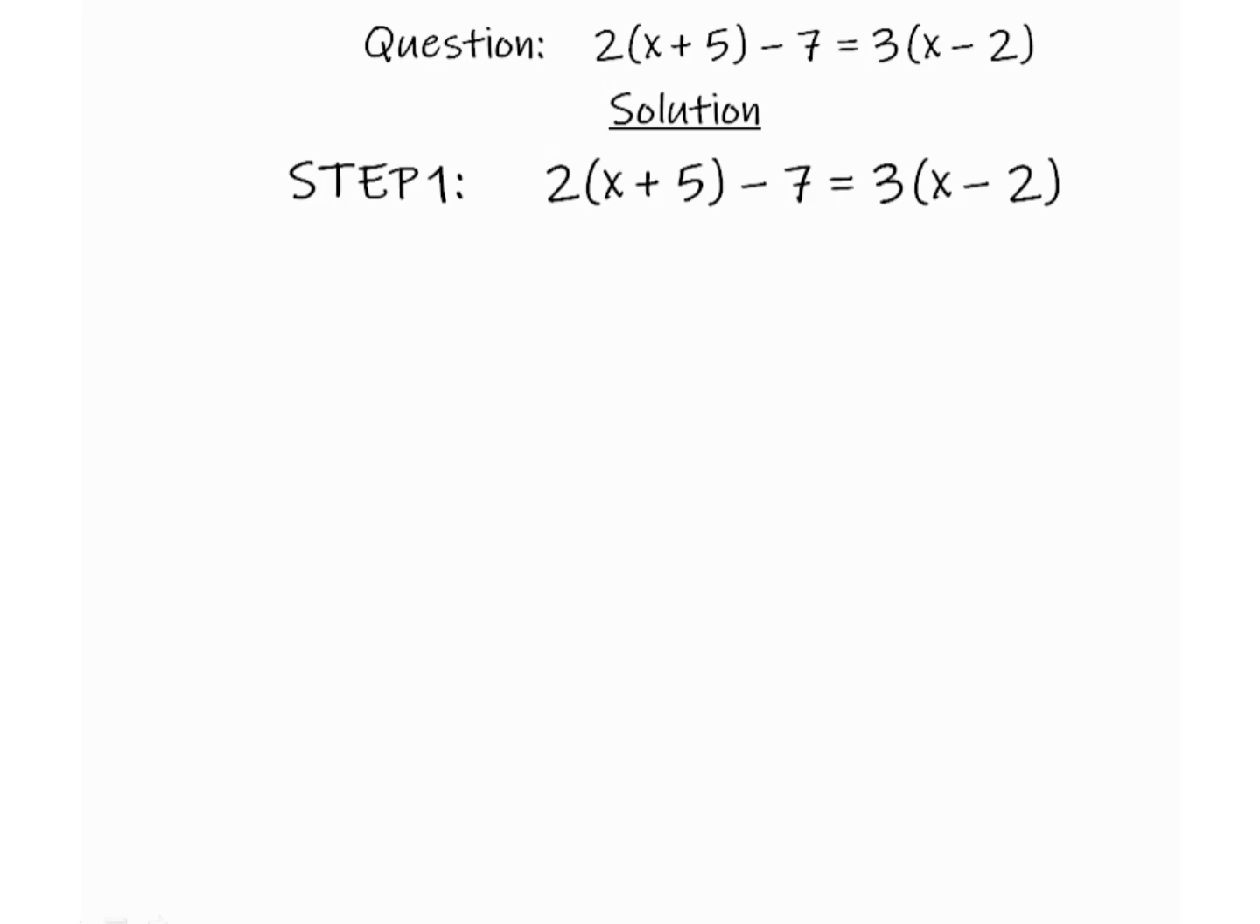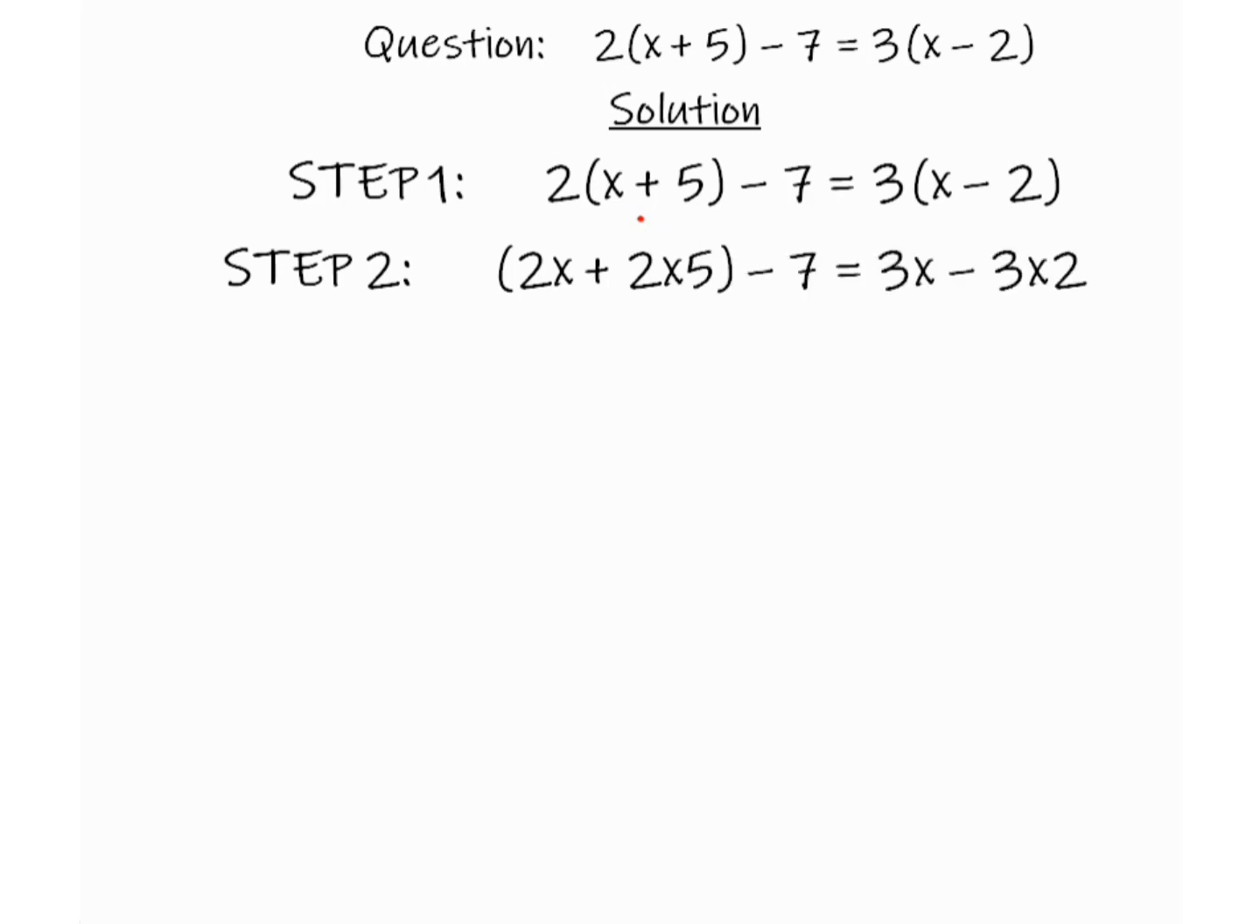Discover that when we open the bracket, you have 2 multiplying all that we have in the bracket, and we have 3 multiplying all that we have in the bracket. As you can see, we have 2 multiplying x, and we have 2 multiplying 5. We also have 3 multiplying x, and we have 3 multiplying 2. And when you do so, in our next step, we're going to have 2x plus 10 minus 7, which will give us 3x, which we also have at the other side of the equation, which is 3x minus 6. How do we come about it? 2 times x is 2x, 2 times 5 is 10, and so also for the right hand side of the equation.